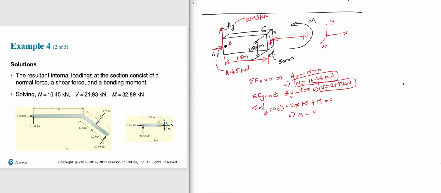That implies M is equal to, what is V? 21.93 times 1.5. Let's do that. Which should be 32.895 kilonewton meter.